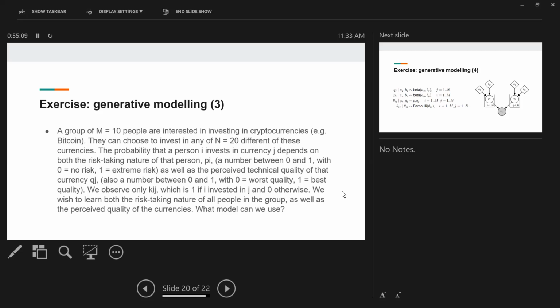Yes, Bernoulli. What is the input of a Bernoulli? Yeah, one probability. So how can we get that probability from this?